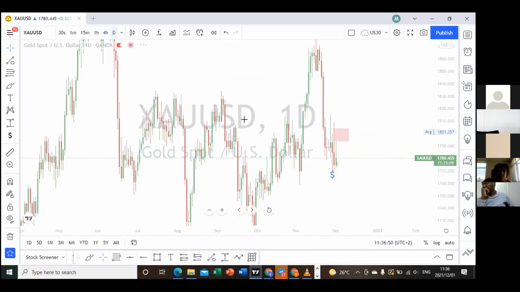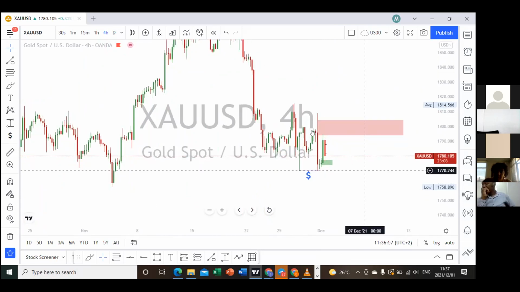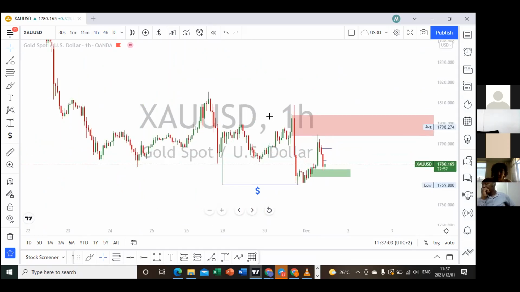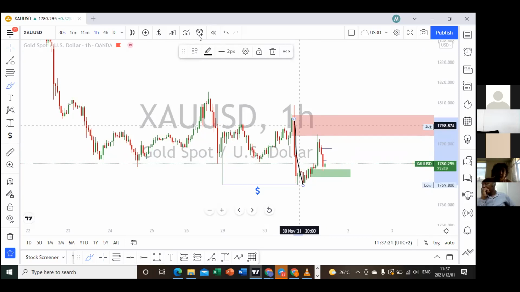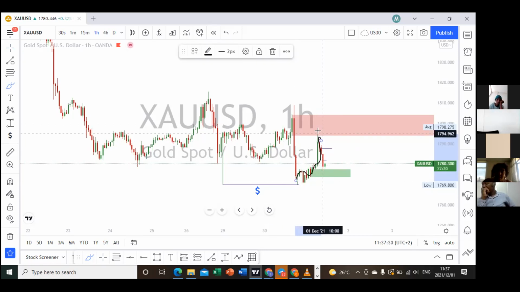So on 4 hours, and then on 1 hour, we can see that we have our nice point of interest here. This is what we call our supply zone. We see the market did almost a similar thing to what it did on GU. The market shot down impulsively, leaving a market inefficiency, then it went down impulsively, and we see the market already mitigated our point of interest, our supply zone here.